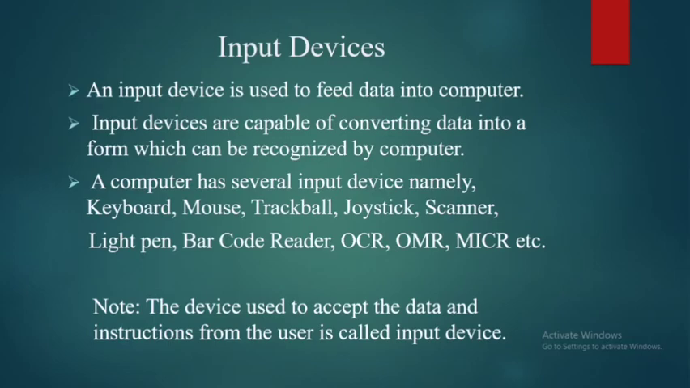Okay, so input devices mainly used to feed the data into the computer system, and input devices are capable of converting the data into a form which can be recognized by the computer. Okay, so what it's going to do, it's going to convert the given data or instruction to the machine readable form. Okay, so as we all know that computer understands only zeros and ones, right? So that input devices is going to accept the data from the users or from the external world, then it's capable of converting that data into a form of which computer can understand or even recognize.